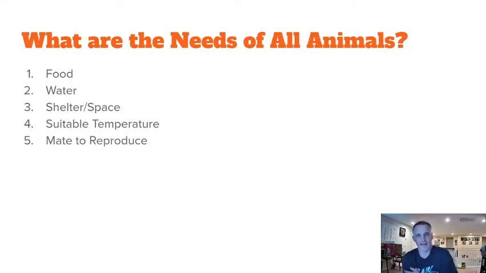So what are the needs of all animals? Well, they need food, they need water, shelter, space, a suitable temperature, as well as mates to reproduce. That's what the species in general would need to survive.